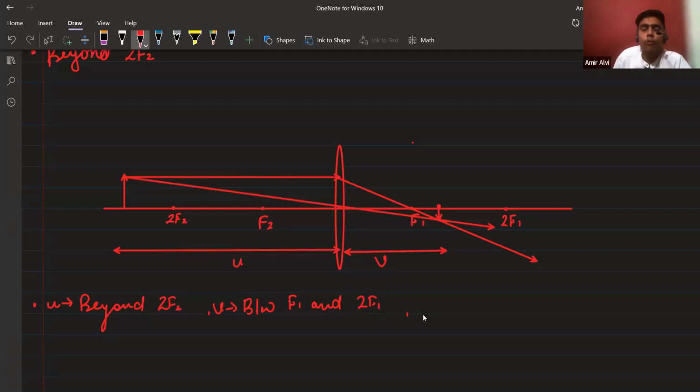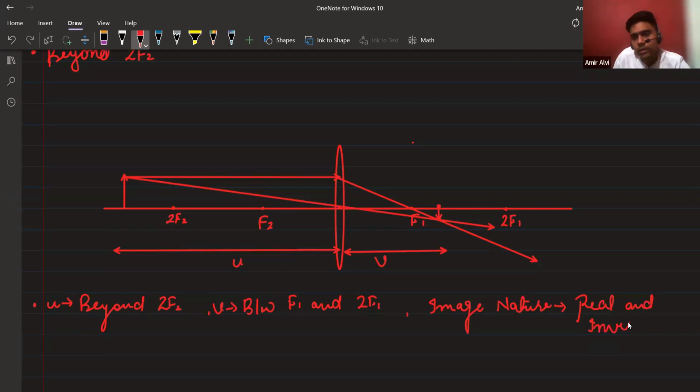Now, can anybody tell me what is the image nature? Image nature, not size. Real, inverted. Very good.